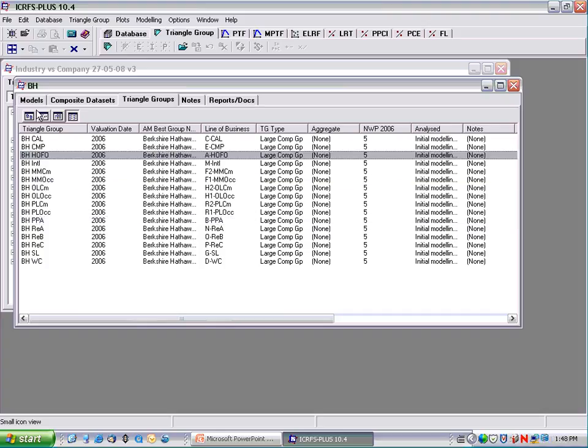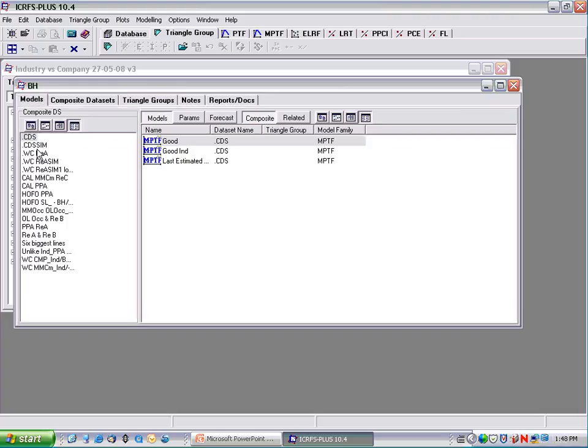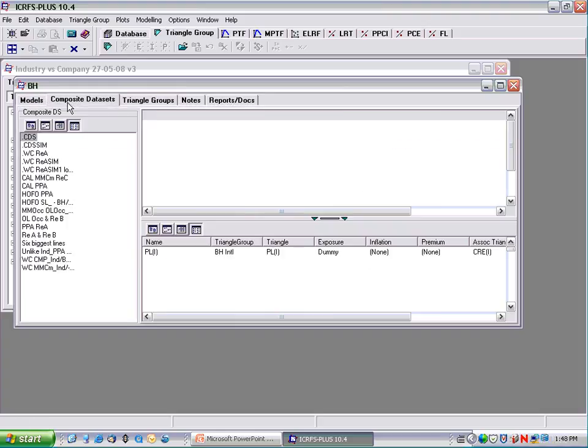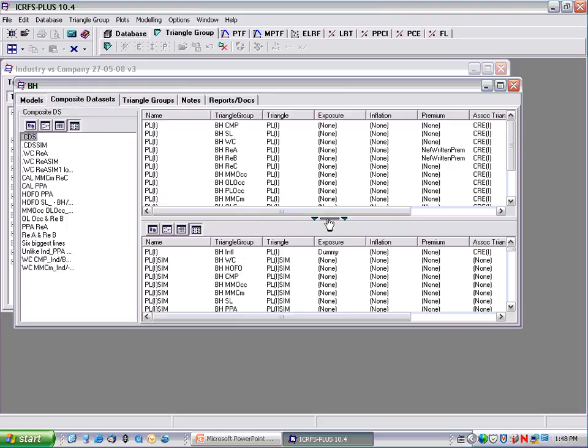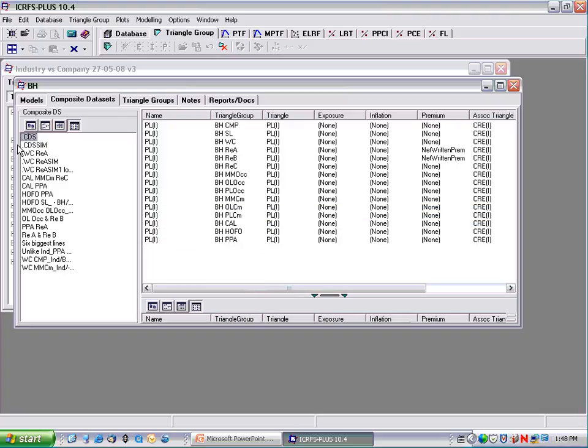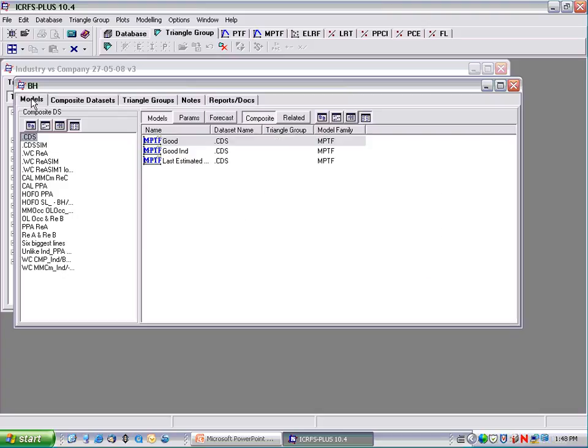If we go to the Models tab and we look at the Composite Datasets tab, the composite dataset.cds is each paid loss triangle from each one of the lines of business. It's not being aggregated, it's just sitting side by side. Now, in terms of models, let's suppose we have not designed any composite models yet.